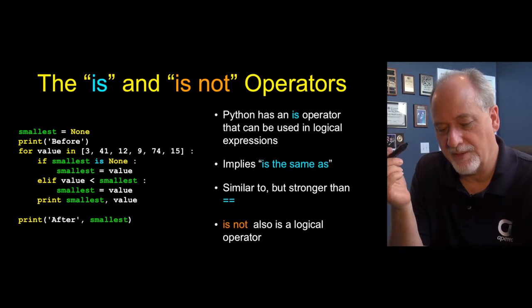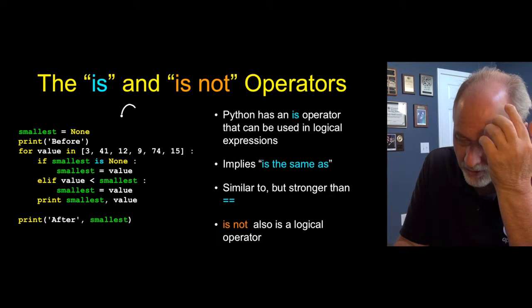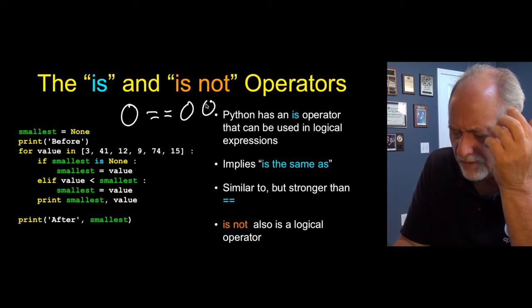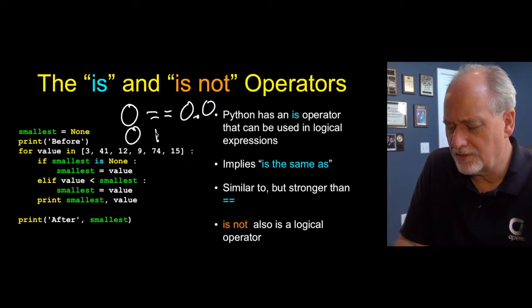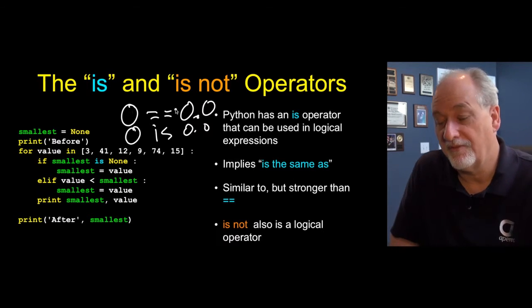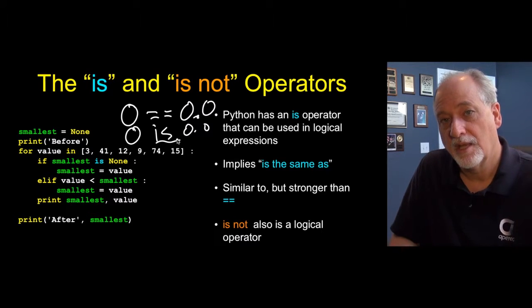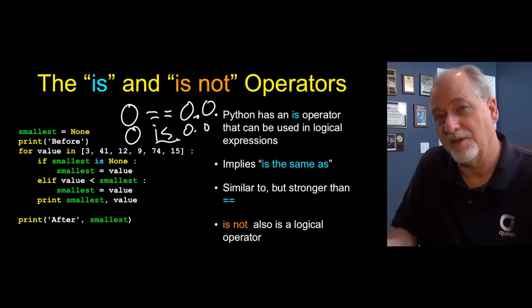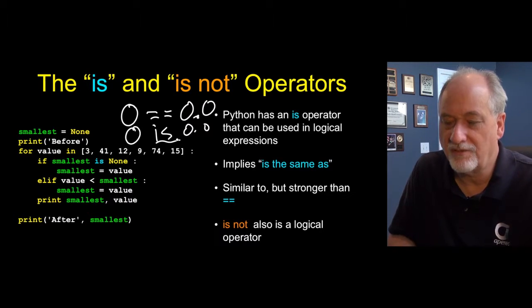So just as an example, if I were to say, is 0 equal to 0.0, it would say, yeah, that's true. But then if I say 0 is 0.0, that would be false. That's because these two are the same value-wise, and these two are not the same type-wise. So is is stronger than equals, meaning that it demands equality in both the type of the variable and the value of the variable, and no conversion is done. And so that's just very strong.